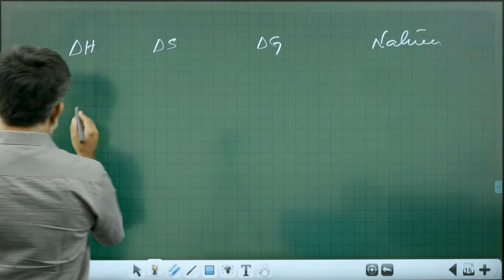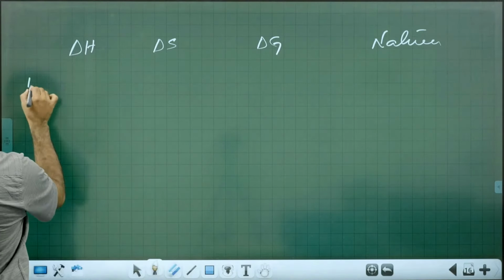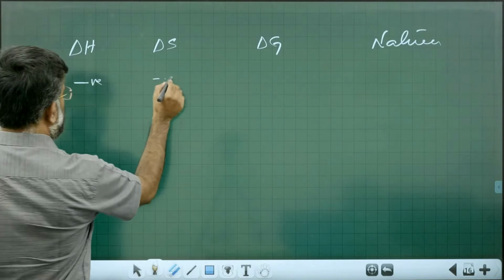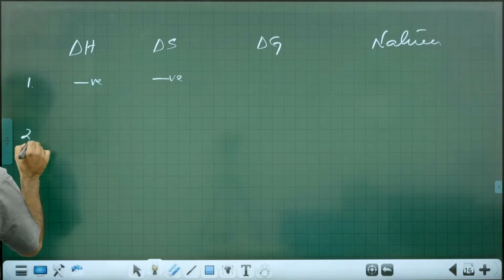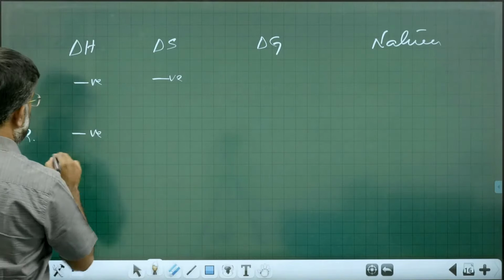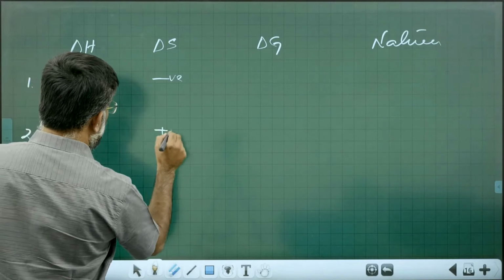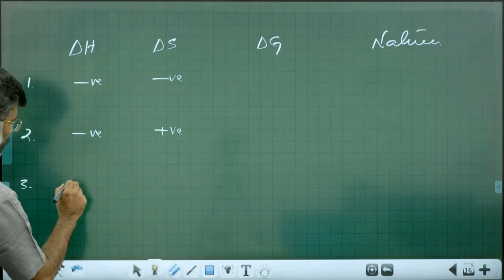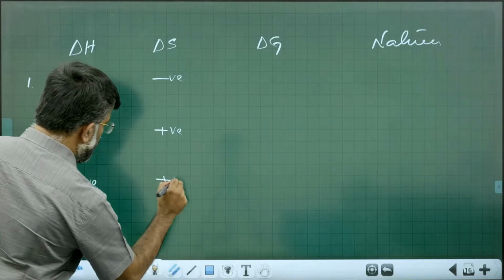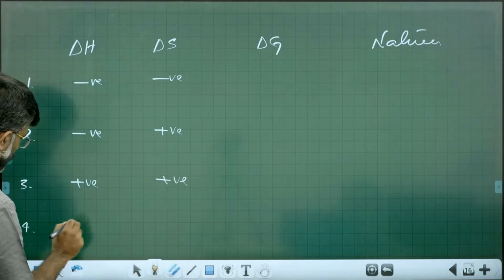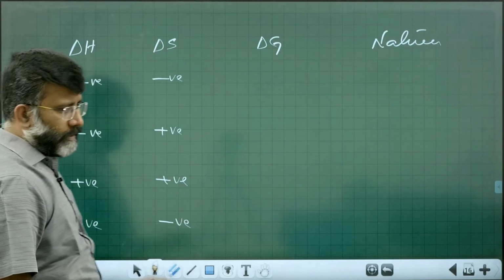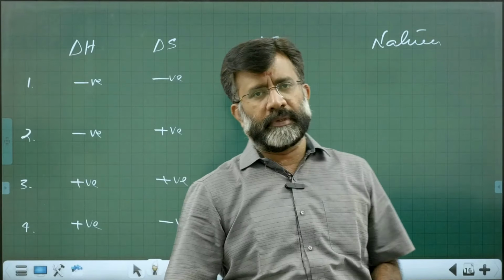Let us see. Number one, it is an exothermic process, delta H negative, delta S negative. Number two, it is an exothermic process, delta H negative, the entropy positive, the entropy increases. Number three, it is an endothermic process where entropy increases. Number four, it is an endothermic process where entropy decreases. These are the four thermodynamic possibilities.